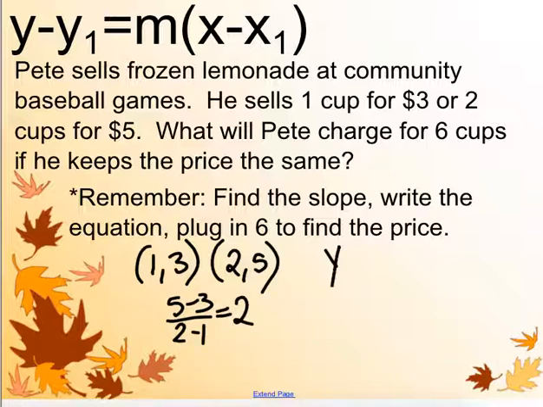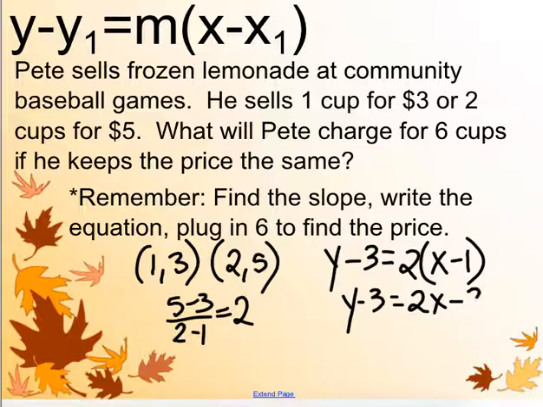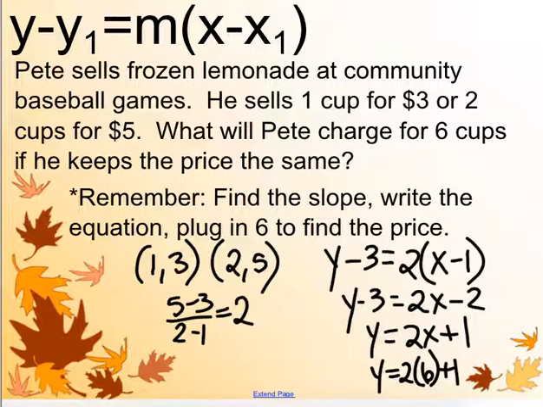And we plug it in to say y minus 3 is equal to 2 times the quantity x minus 1. We expand and we add 3, so 2x minus 2, add 3, and we have y equals 2x plus 1. Which means if we want 6 cups, we're going to say y is equal to 2 times 6 plus 1, which equals $13. So 6 cups will be $13.